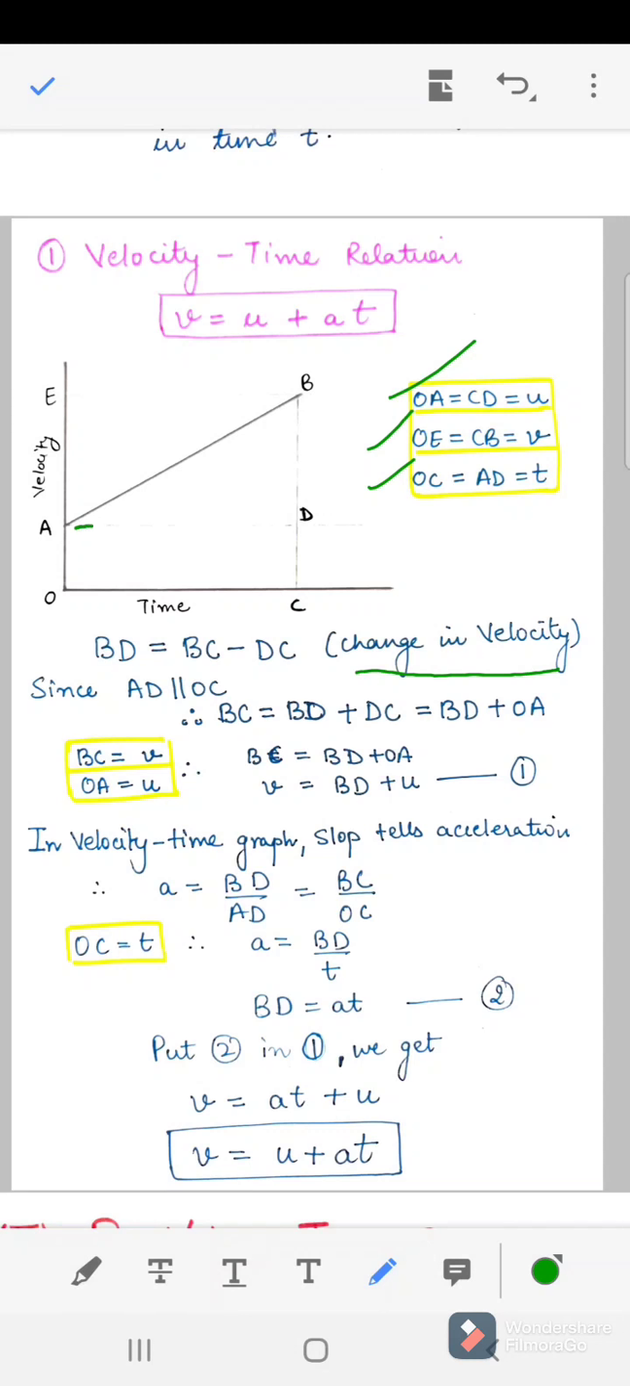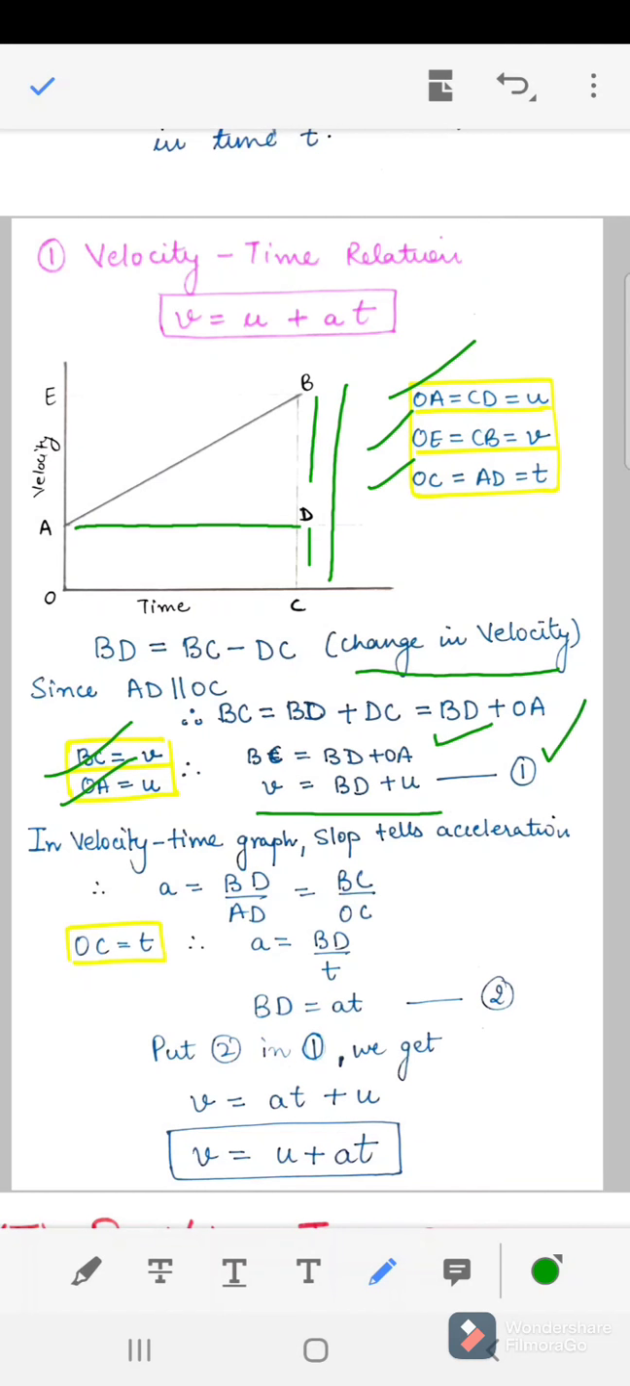We should also know that AD is parallel to OC. Now BC is equal to BD plus DC. Since DC is equal to OA, we can put it as BC is equal to BD plus OA. Here BC is v and OA is u, and we get this equation and mark it as 1.